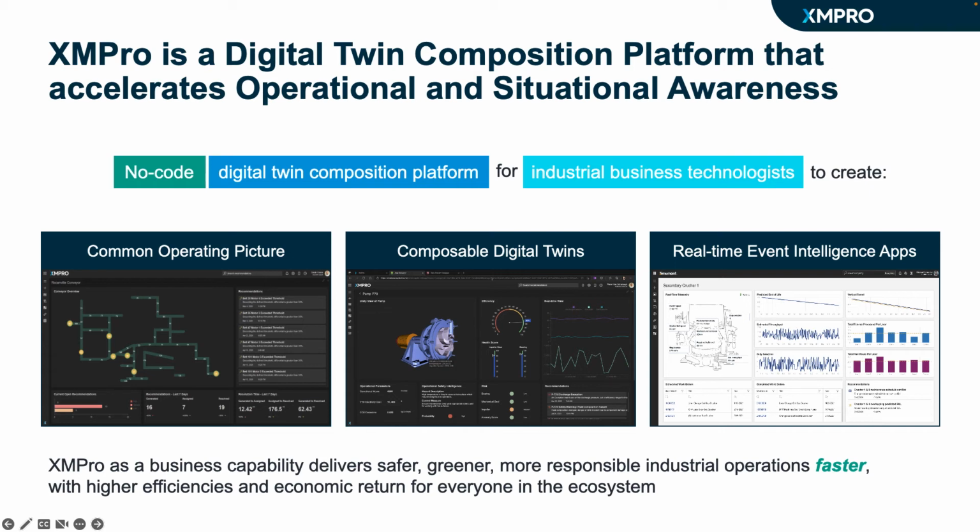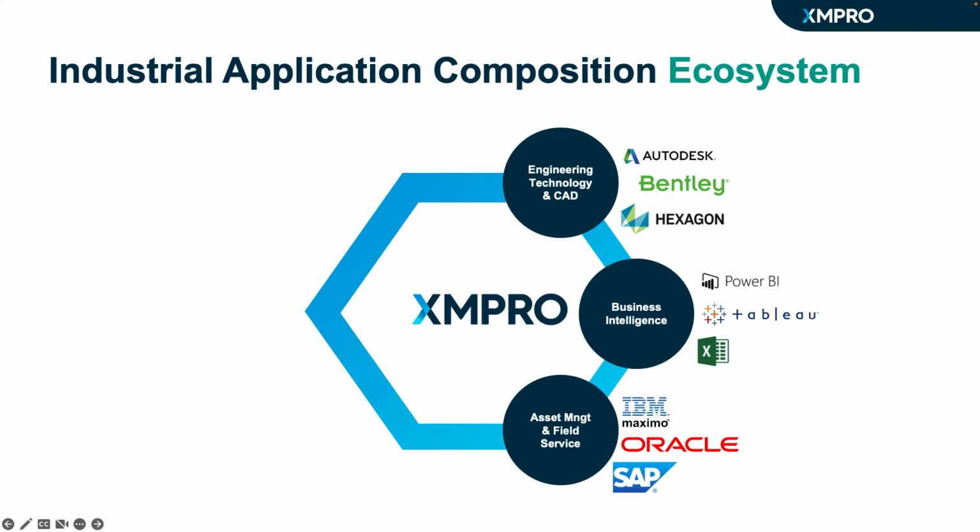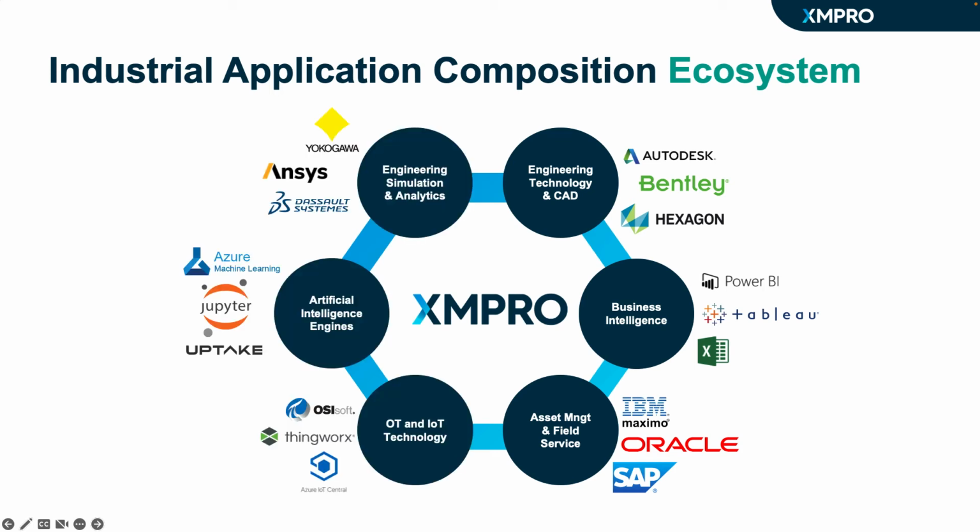And talking about the ecosystem, specifically in large complex environments, there is an ecosystem of existing applications, and the role that XMPro fulfills in this is orchestrating and providing the composition from all of these different systems to create the composable digital twin that will give you a common operating picture. It's not replacing any of the systems that you have, but it's more about how we integrate and orchestrate the information and capabilities from the different systems.